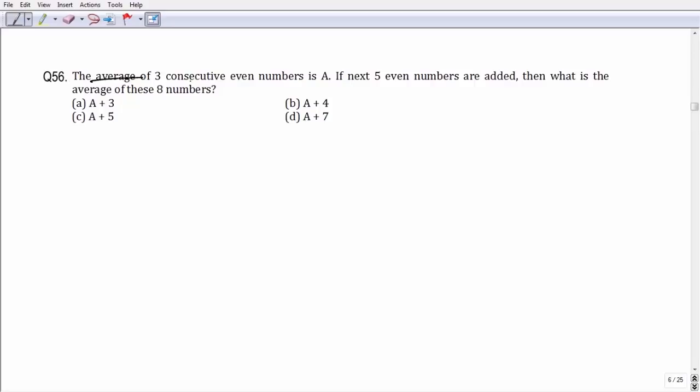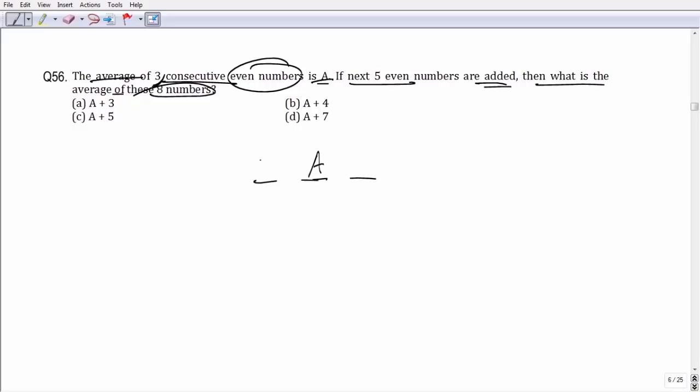It says that the average of 3 consecutive even numbers is A, and if the next 5 even numbers are added, then what is the average of these 8 numbers? Now, the average of an odd number of consecutive numbers is always the middle number. That means if we are talking about the 3 numbers, then the value of the middle number will also be A.